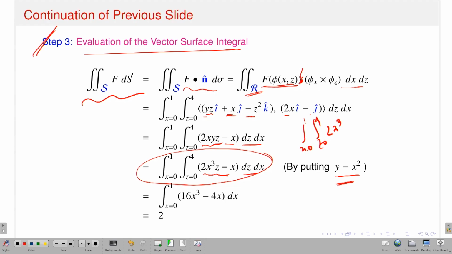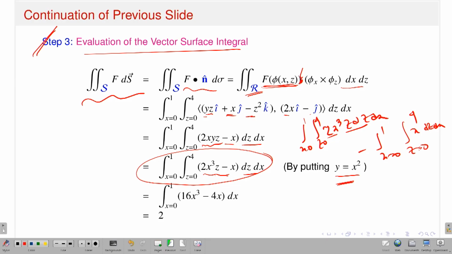So one is 2x cube z dz dx, this is one, and another one is x from 0 to 1, z from 0 to 4, and then you have minus x dz dx. Now, separation of variable. So what you have to do? First you integrate with respect to z, and then you integrate with respect to x the 2x cube. Similarly here, first you integrate with respect to z.